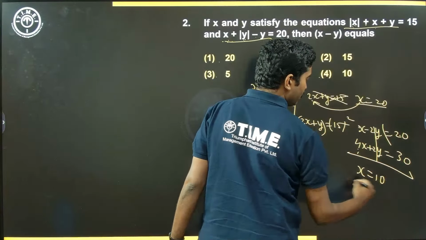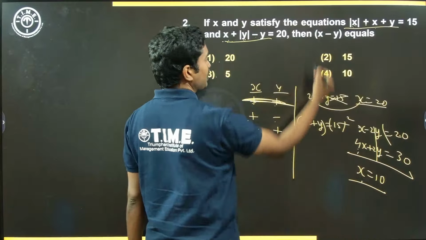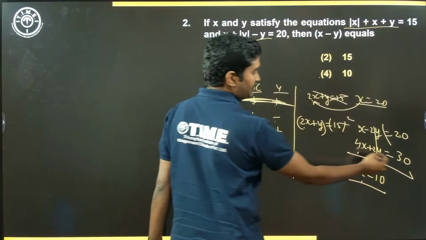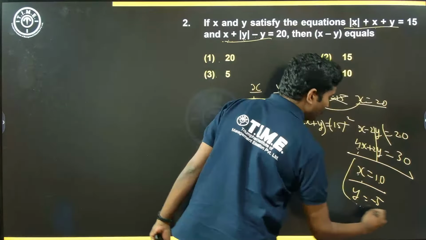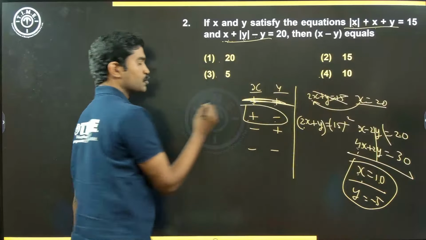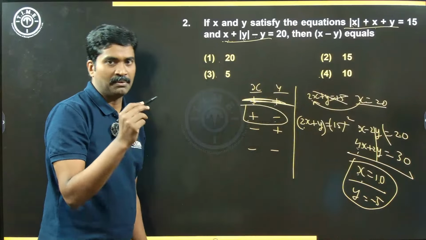X is equal to 10. Substitute that either here or there. Okay, substitute that here. Let's say y is equal to 30 minus 5, this is 40... This goes well with my assumption that x is positive and y is negative.